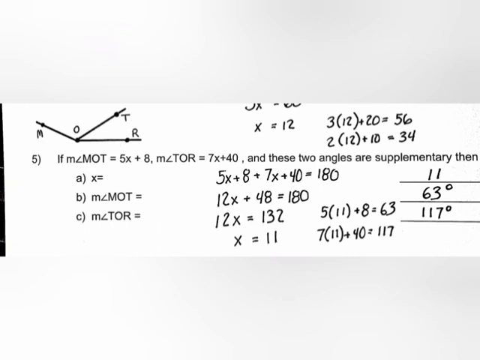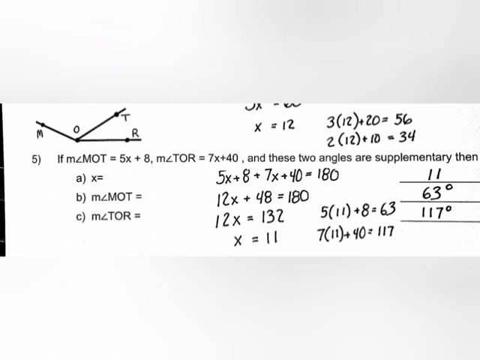Problem 5 is very similar to problem 4, except instead of being perpendicular, the angles are supplementary. That means they add up to 180 degrees. So 5x plus 8 plus 7x plus 40 equals 180. Combine like terms, we get 12x plus 48 equals 180. Move the 48 over to the other side, we get 12x equals 132. Divide both sides by 12, we get x equals 11. Knowing that x equals 11, that's the answer for A.